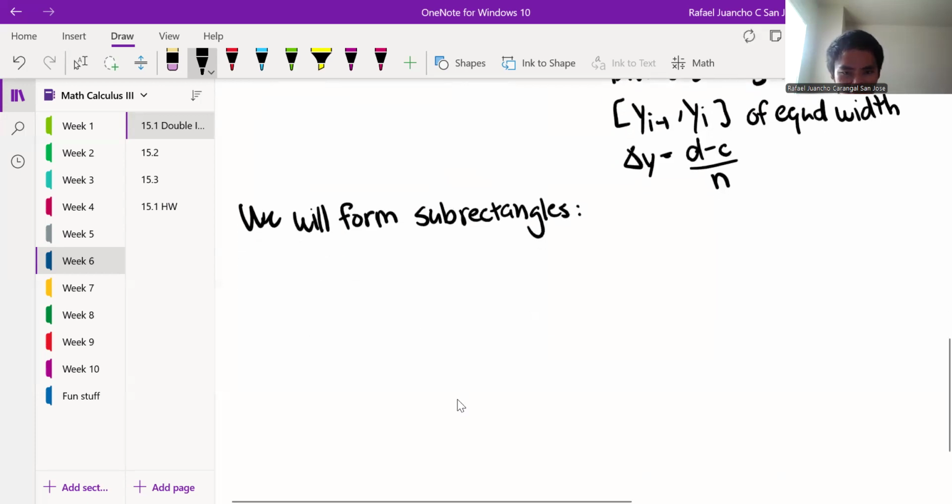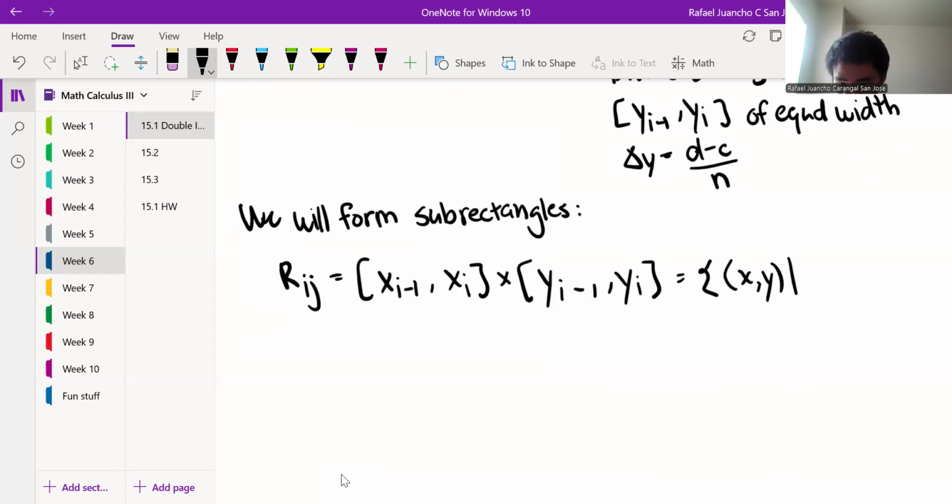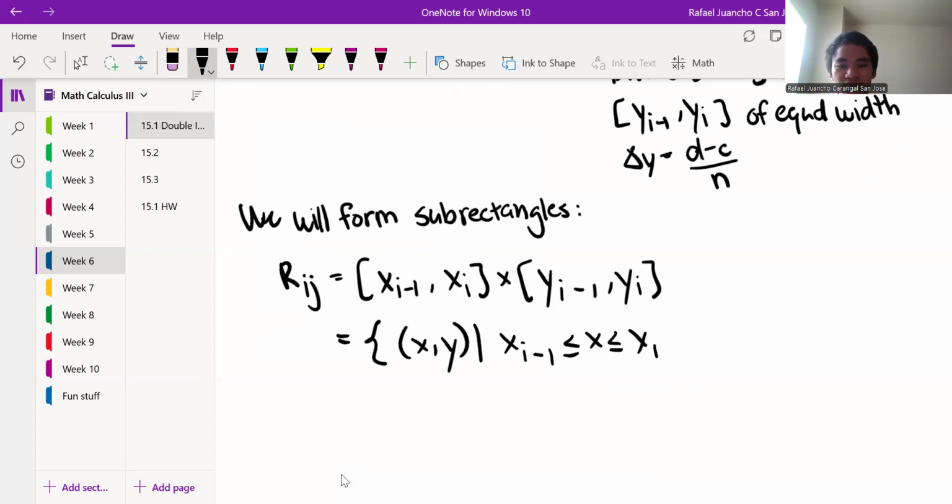And in a mathematical sense, this is how it looks. R sub ij is the interval x sub i minus 1 to x sub i, times the interval y sub j minus 1 to y sub j. So it's the set of points where x is in between each of these intervals, and y is also in each of these intervals. That's the mathematical definition of it.